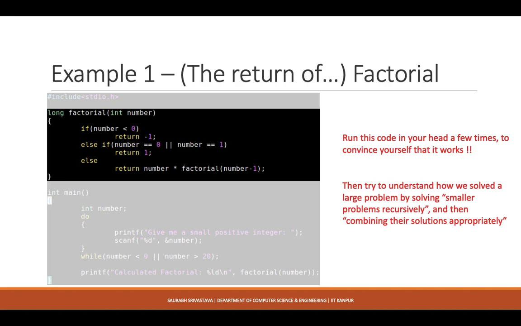So this is the overall idea. You have to understand what we really did here. We solved some smaller problem. This is the part where we are solving a smaller problem, and then we are combining the solution of the smaller problem with something at this particular level, which is the number, and we combine these solutions appropriately, and then we find the overall solution.